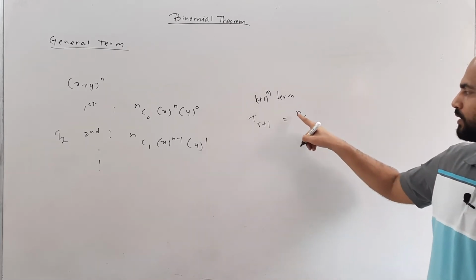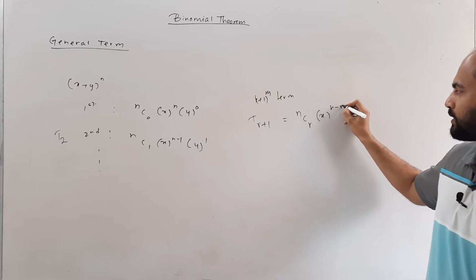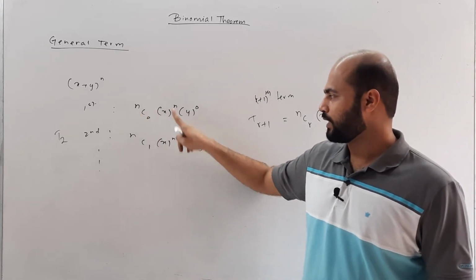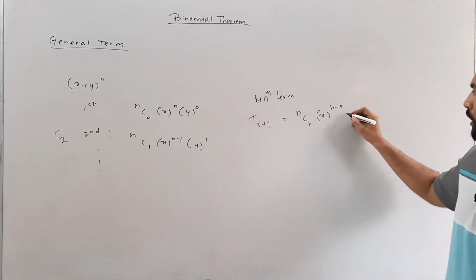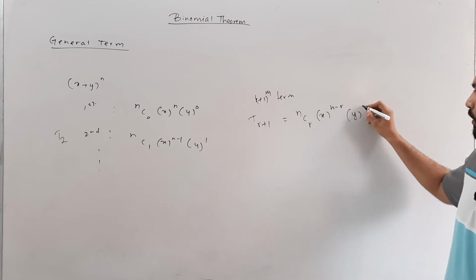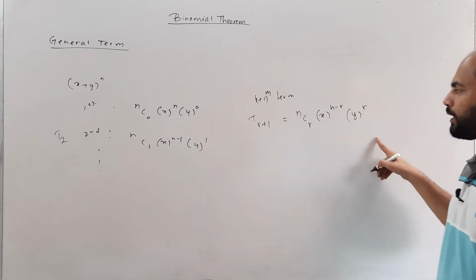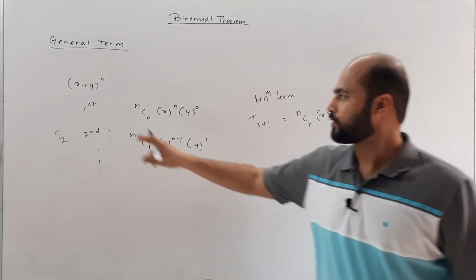Now T(r+1) is nC(r) x^(n-r) y^r. As you can see over here, this is going to be n, n minus 0 is n, n minus 1 is your n minus 1, and so on. And so the y will be raised to r. This is the general format in a condition where both the terms are positive, that is x and y both are positive.